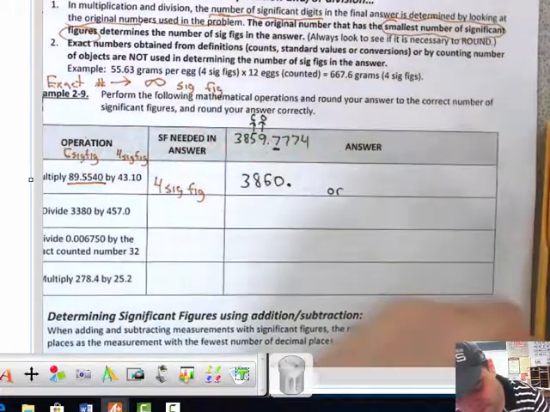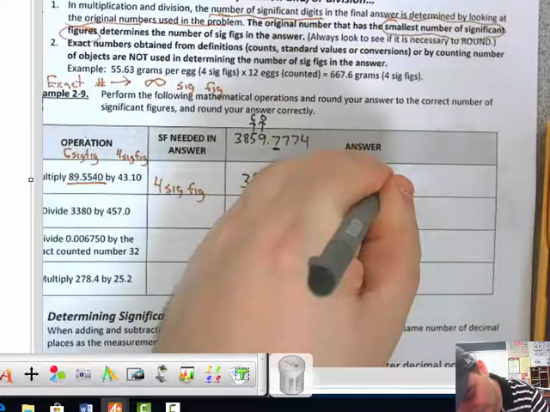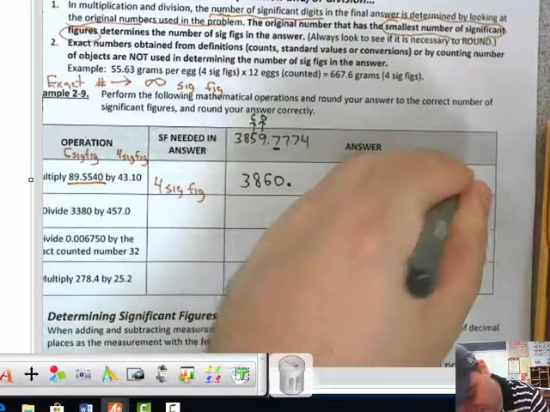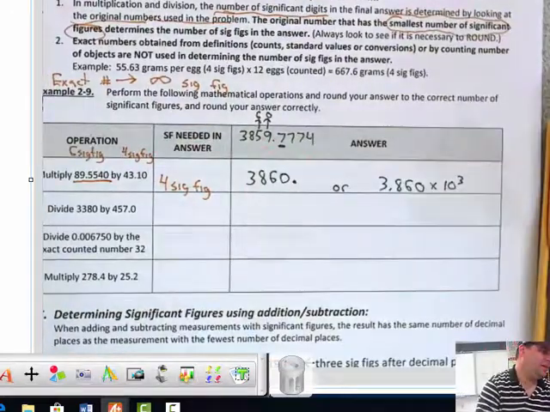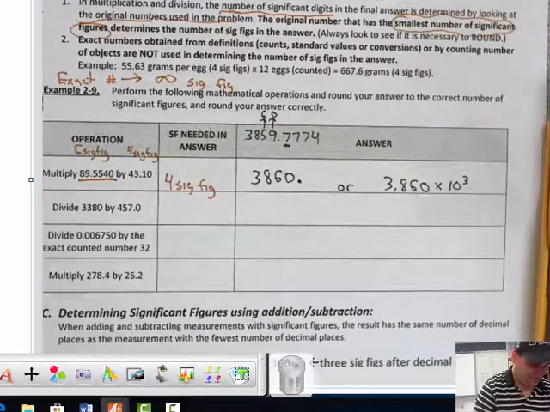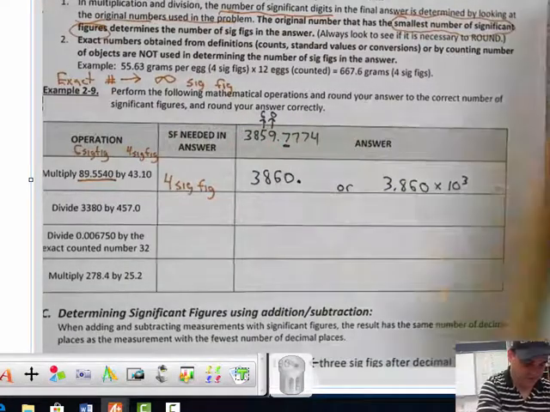Or you can write this answer in scientific as well: 3.860 times 10 to the third. Either way. Okay. Let's look at the next one.